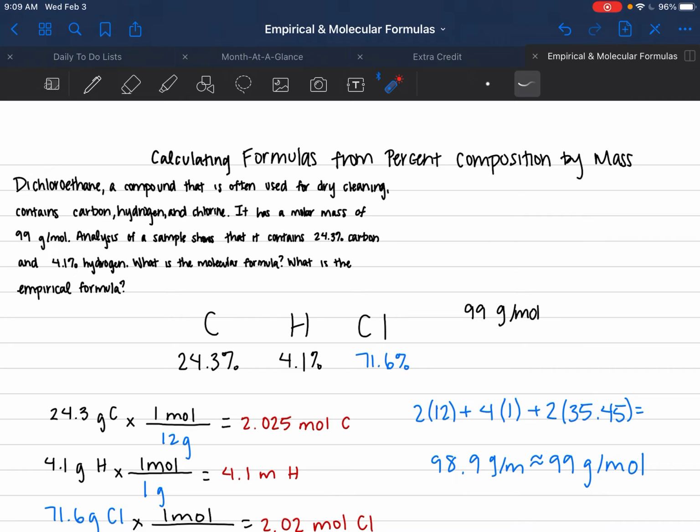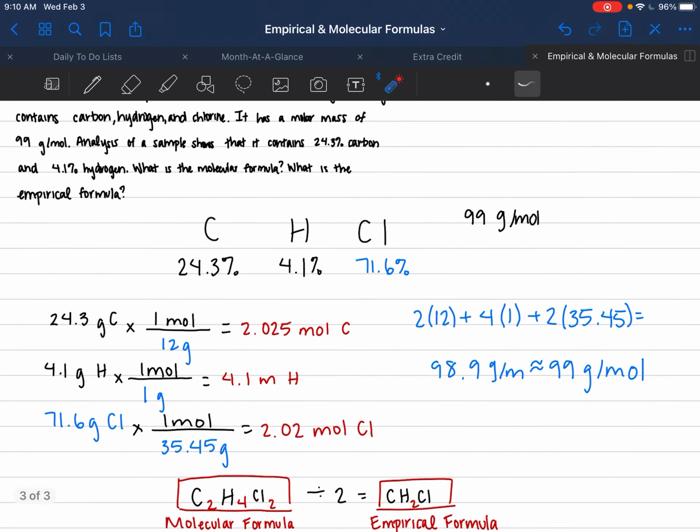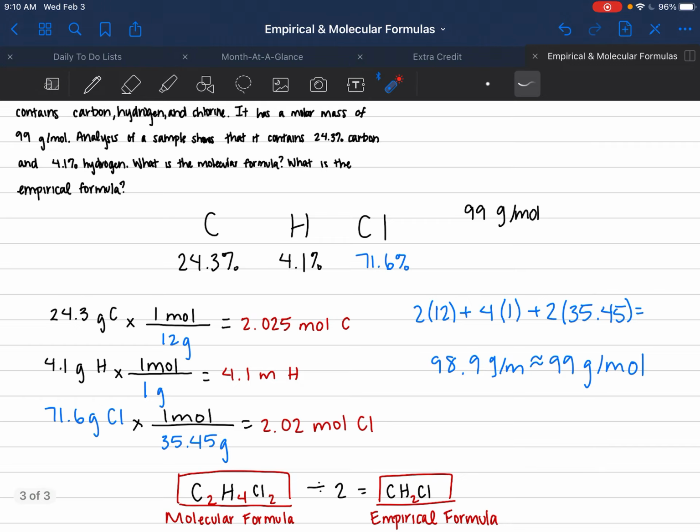We know that all of the mass has to add up to 100%. If carbon is 24.3% of that 100, hydrogen is 4.1% of that 100, what is left over? In this case, you do your math, 100 minus 24.3 minus 4.1. We are left with chlorine being 71.6% of our mass. So let's continue with what we can calculate. So again, let's just assume that we have 100 grams of whatever this compound is.